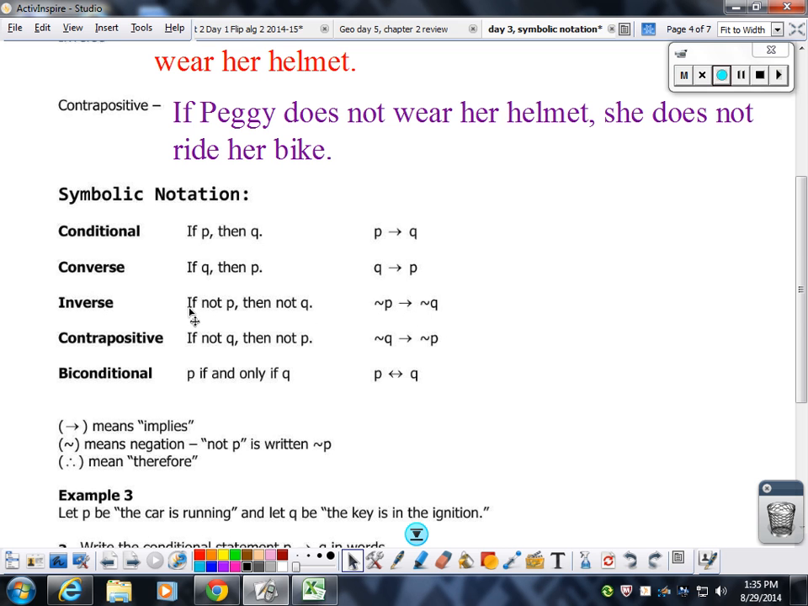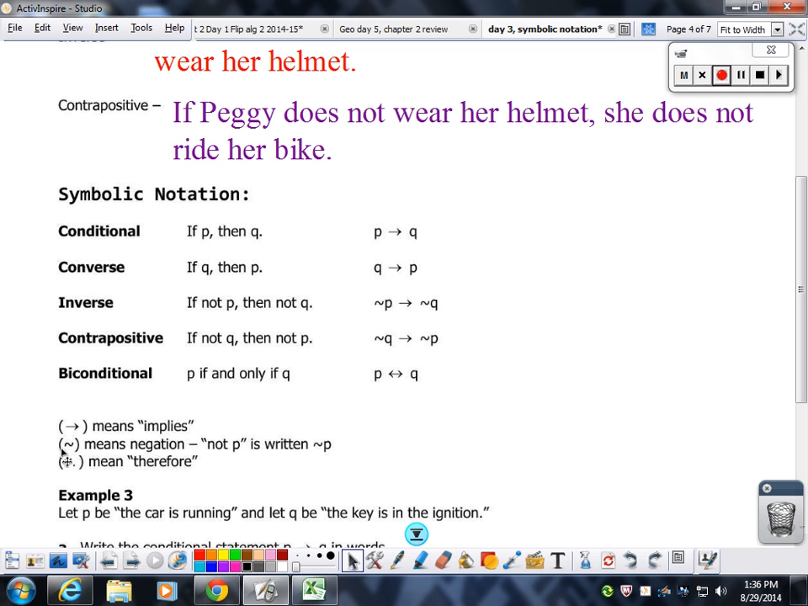So this says if not P, then not Q, and that's the way we would read this. If not P, or not P implies not Q. For the contrapositive, we flip and negate, so we have if not Q, then not P, which would read as not Q implies not P. And the biconditional, which we would say is P if and only if Q, we would write with a double-headed arrow, and this would be P if and only if Q.